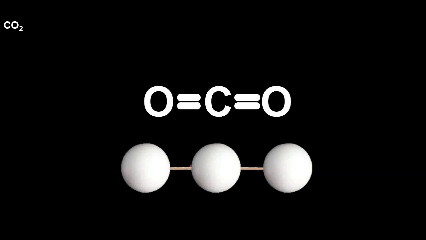So we can see that the most stable shape for CO2 is a linear shape. That's 180 degrees from each other. So the shape for CO2 is a linear shape.